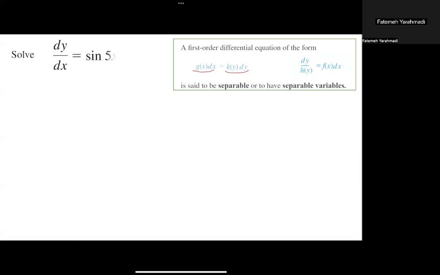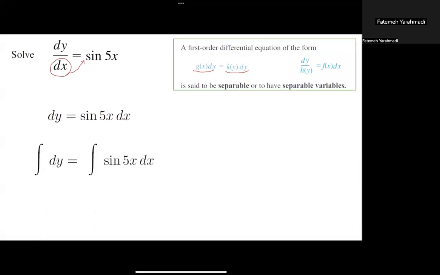dy/dx is equal to sine of 5x. First of all, this is a separable differential equation. dy can be written as dx multiplied by sine 5x. Now, it's a separable differential equation. We can take the integral of both sides. The integral of dy is equal to the integral of sine 5x dx.